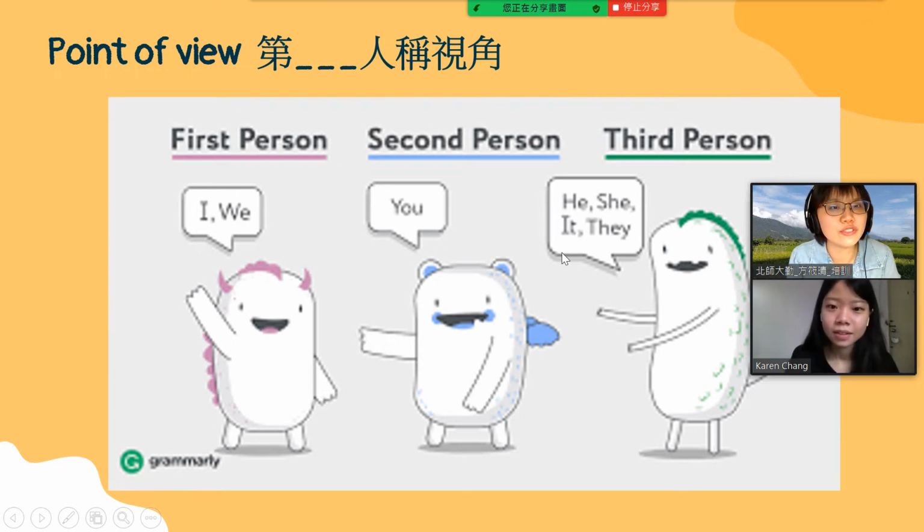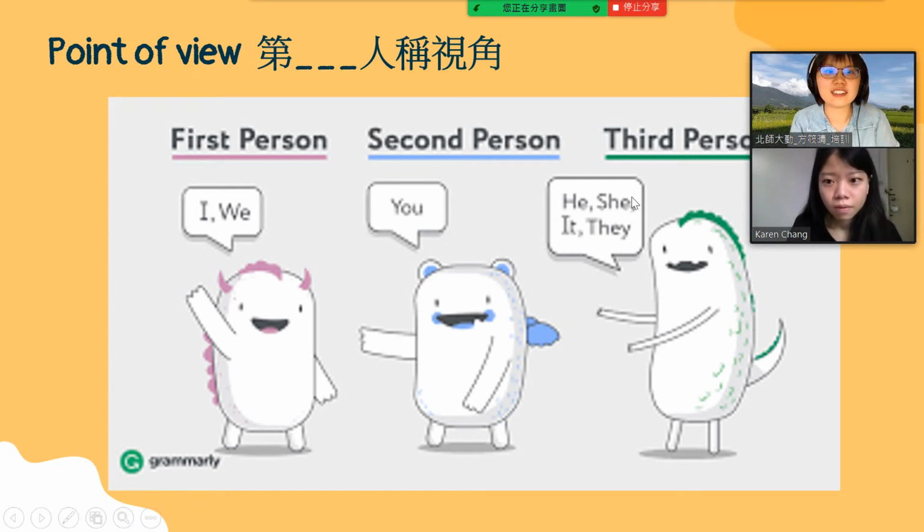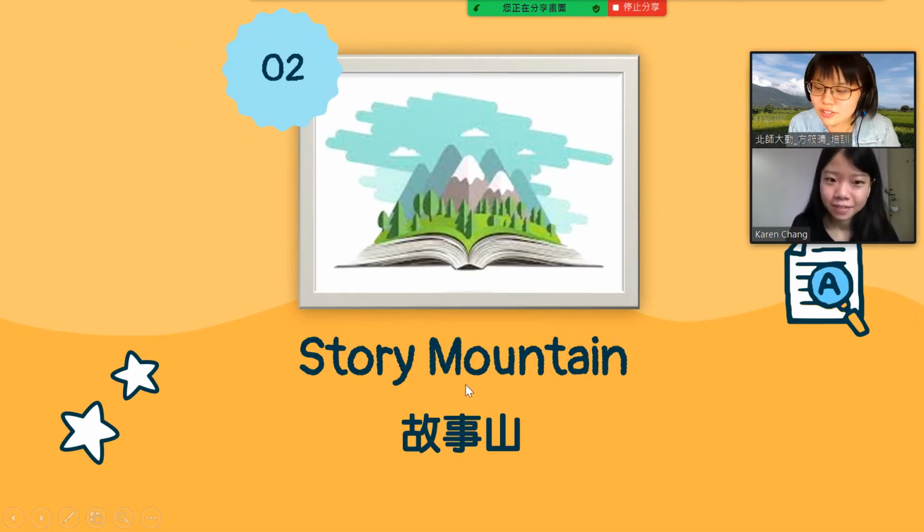So when you use third person point of view, you can know more about what a person thinks, and in a more objective way. But first person point of view will talk about himself from his point of view. So it will give you more, when you, I mean, it's a bit hard to explain. But when you are talking about a story, we will often use third person point of view. Okay, so let's move on to Story Mountain.